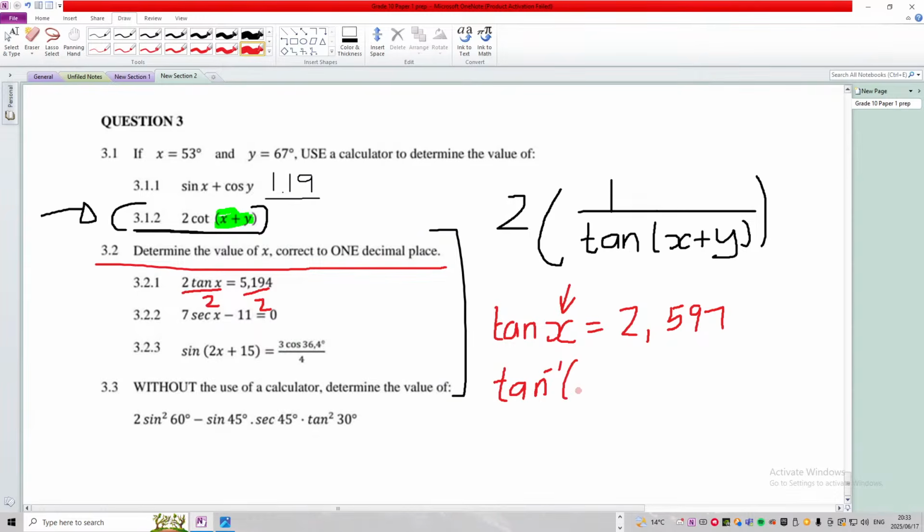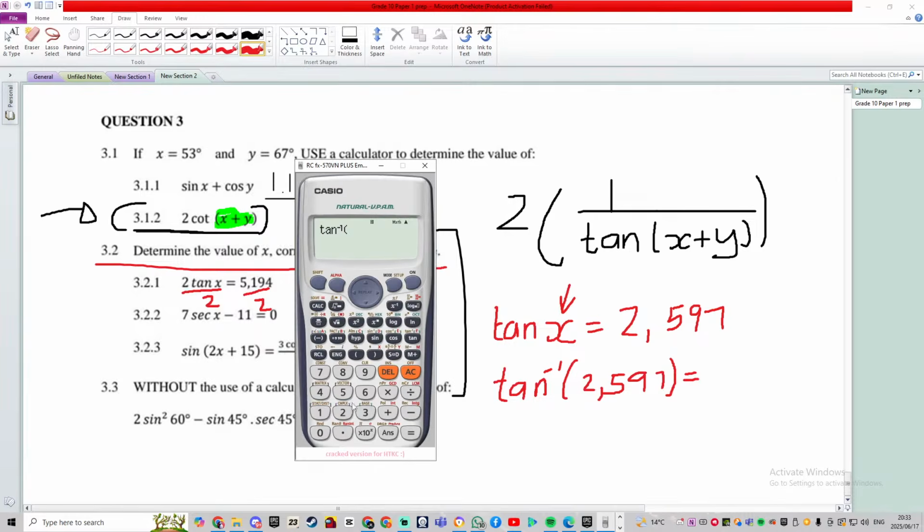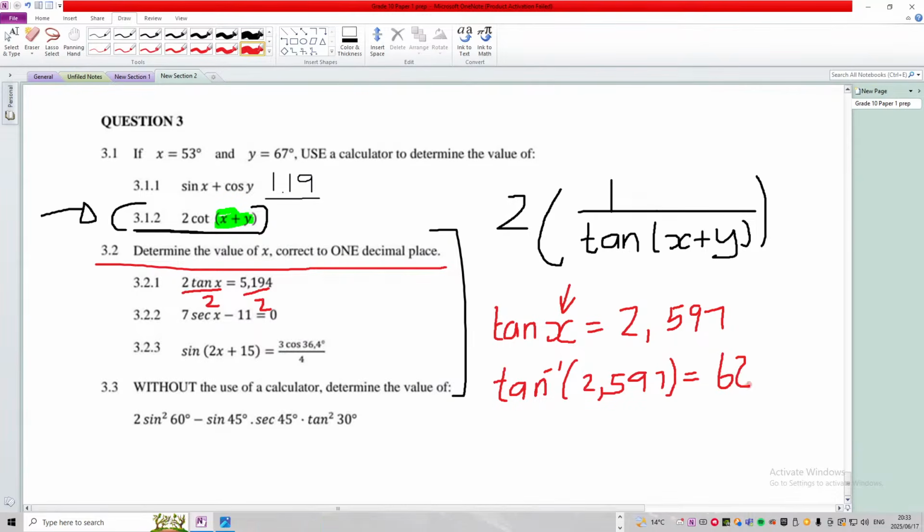You press shift tan 2,597. You get an answer of 68. Now the other thing is you must write 68 comma 94 degrees. Degrees, people. Degrees.